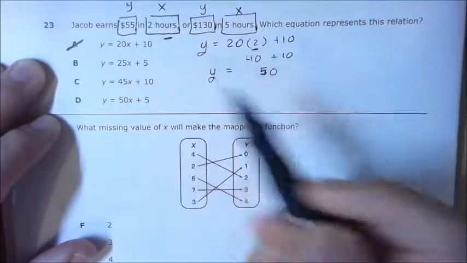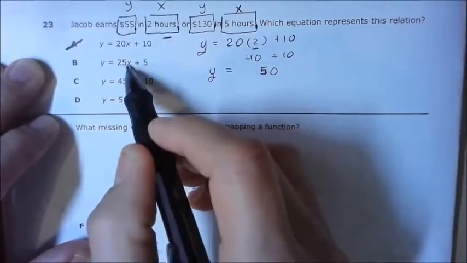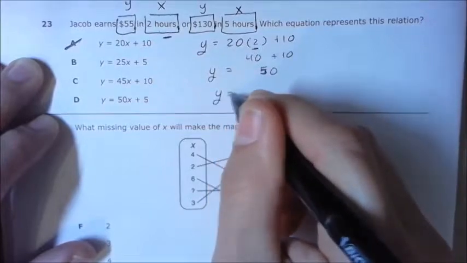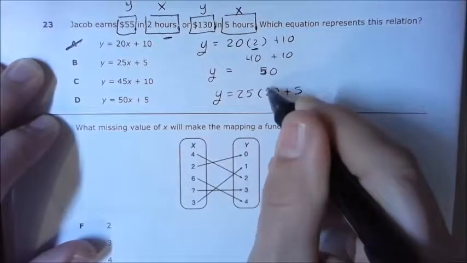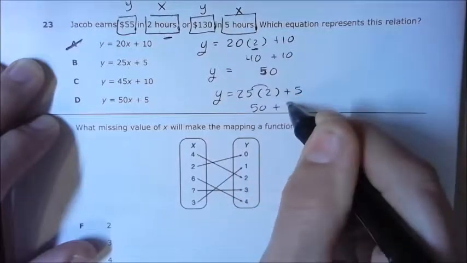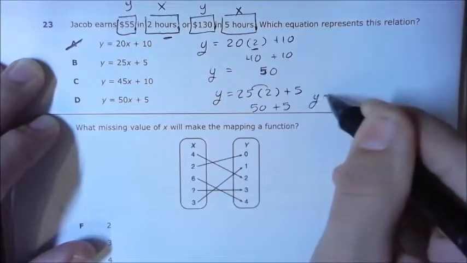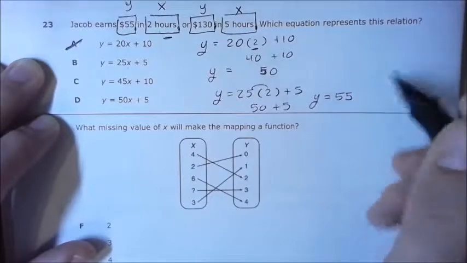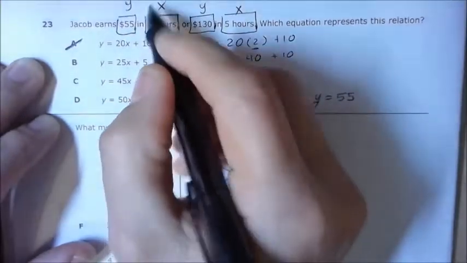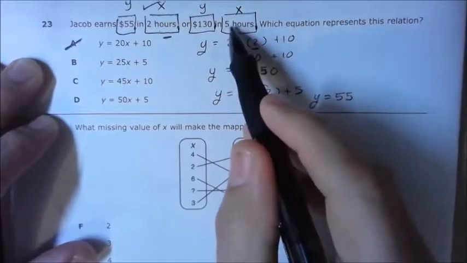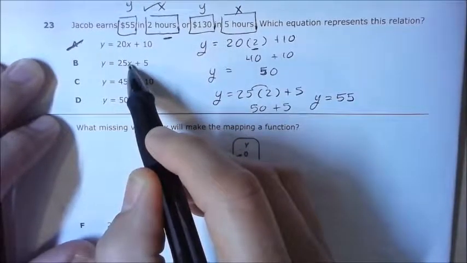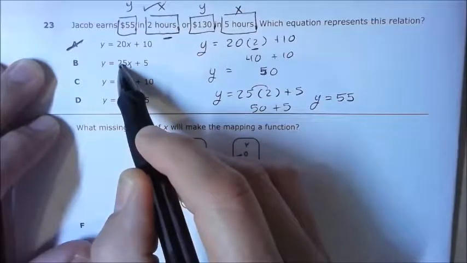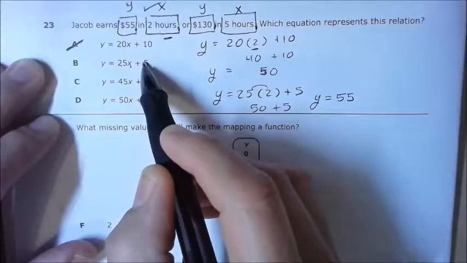So let's try plugging this in for the next one. If I plug in 2 for x here, then I have y is equal to 25 times 2 plus 5. If I multiply that out, that's 50 plus 5, and that means y is going to be equal to 55. If you notice, that works for this one. So this one's good. Let's try the next one. If I plug a 5 in place of x, then I have 5 times 25, and that'll be 125, plus another 5 would be 130.